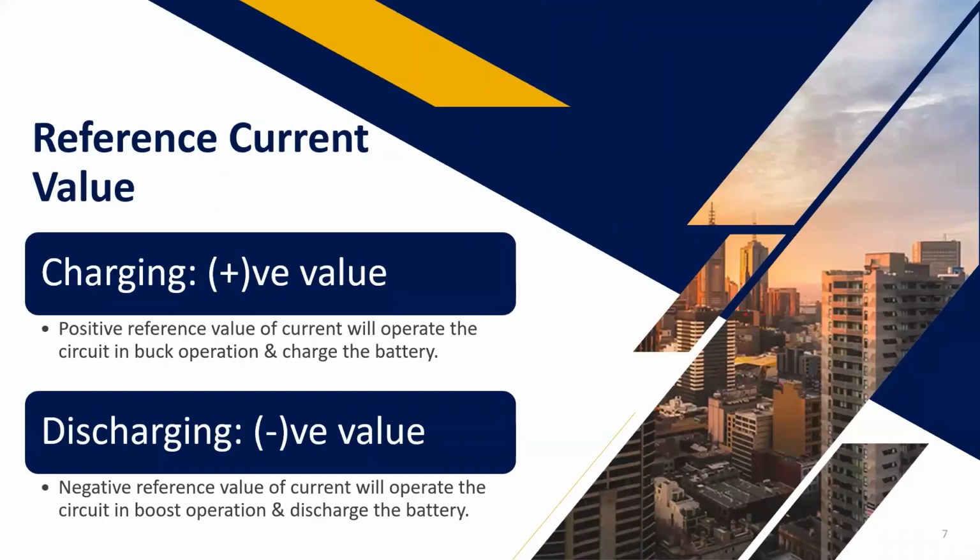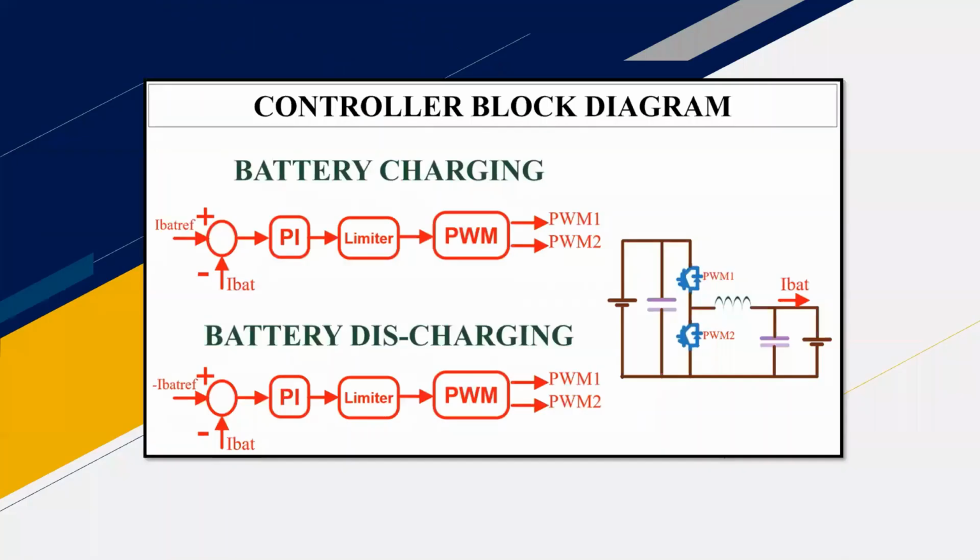Hello, this is 1706-180. I am going to describe whether the battery is in charging or discharging mode with the help of a reference current. Here, a positive reference value of current will operate the circuit in buck operation and charge the battery, and a negative reference value of current will operate the circuit in boost operation and discharge the battery, as illustrated in the next figure. Here, when the reference current is negative, we can see that the battery current will be reversed and the converter acts as a boost converter, and this is the discharging mode of the battery. Likewise, it is the charging mode for a positive reference current.